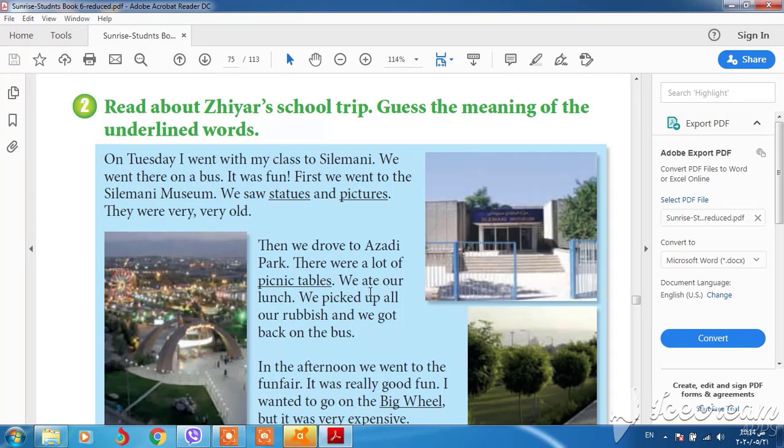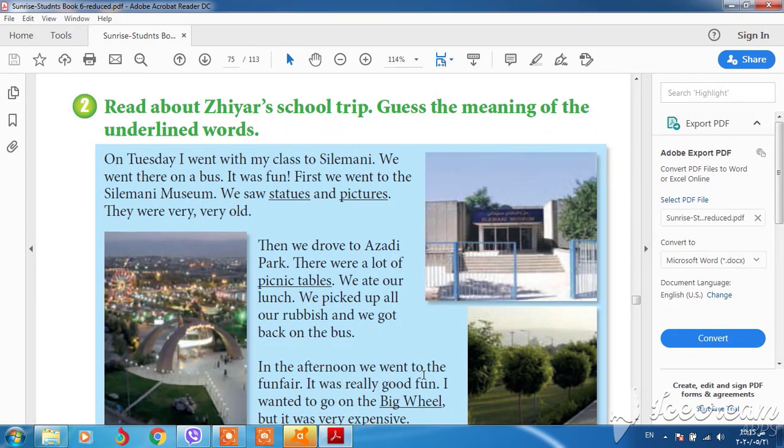We ate. We have ate, it is a past simple. Okay. Our lunch, we picked. Also, we have a past simple. Picked. We picked up all our rubbish and we got back on the bus.